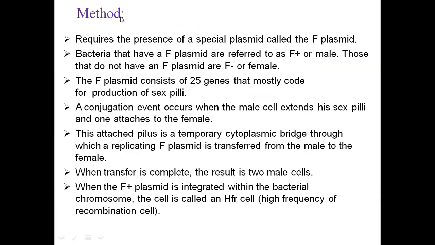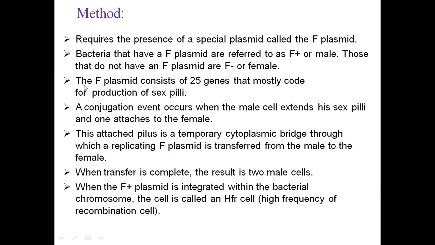First thing is that it requires the presence of a special plasmid called the F plasmid. In the bacteria, there is a plasmid that is very important for conjugation. This plasmid is called the F plasmid. When the plasmid is present, the cell is termed F plus, or a male cell, and when the F plasmid is not present, it is termed F minus, or female.